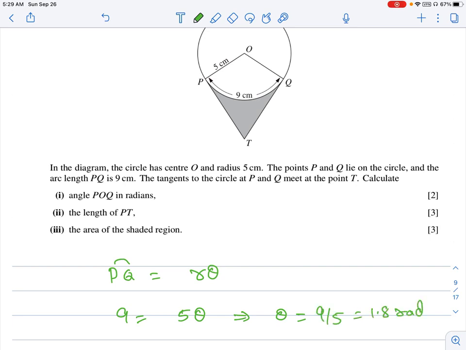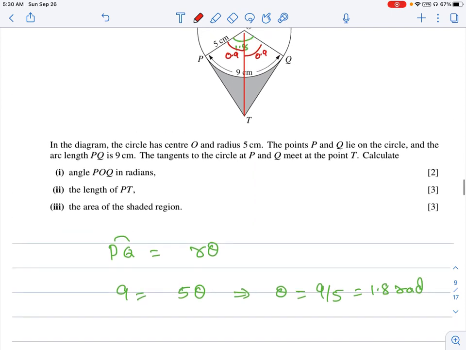Now find the length of PT. We know that this particular angle is 1.8. So what I am going to do is construct a triangle. I am going to divide this into triangles so that one angle becomes 0.9 and the other angle becomes 0.9. There is a triangle POT. In that triangle I take tan of angle POT.